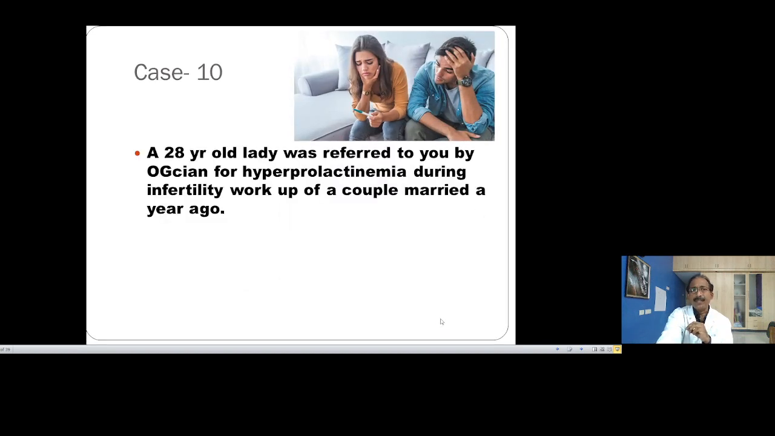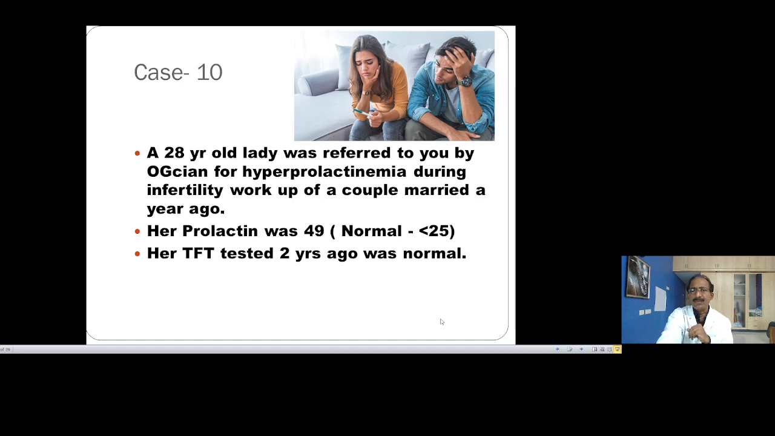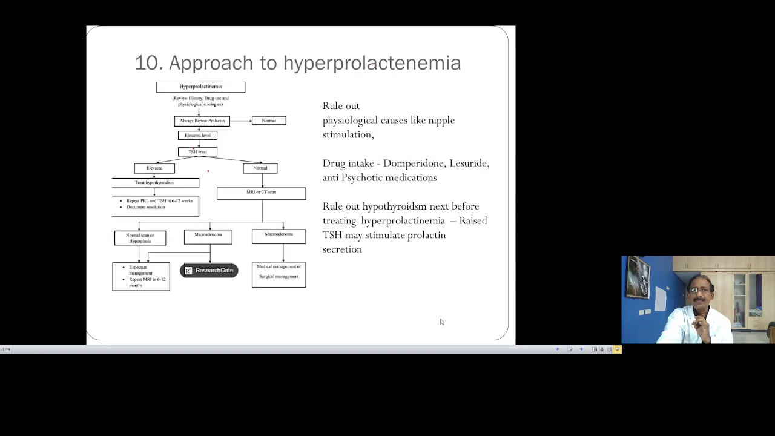Case number 10: a 28-year-old lady was referred to you by the OBG for hyperprolactinemia, not for hypothyroidism. During an infertility workup of a married couple, the prolactin was a little high. TFT tested 2 years ago was normal, but again, and now it was high. What next? Yes, I won't go too much into hyperprolactinemia because this is not the day for discussing it.